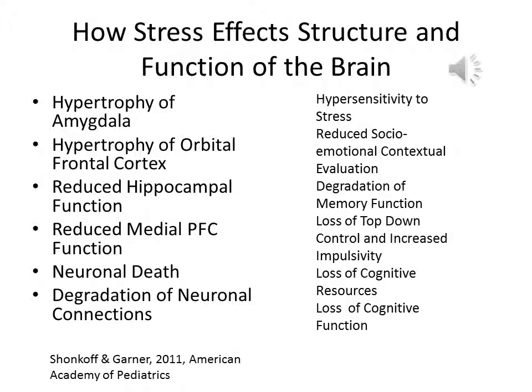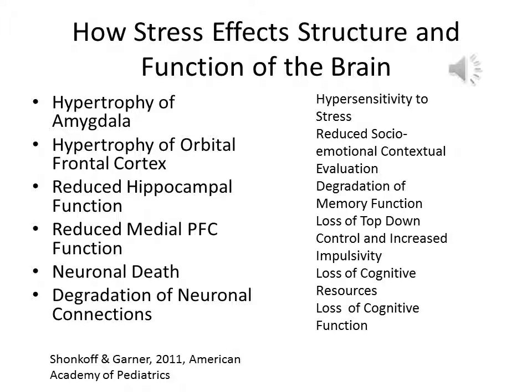There's very good research on that. Sean Koff and Garner looked at the effects of toxic stress on the American population and found that it was probably the cause of 60 to 70% of adult physical health problems.